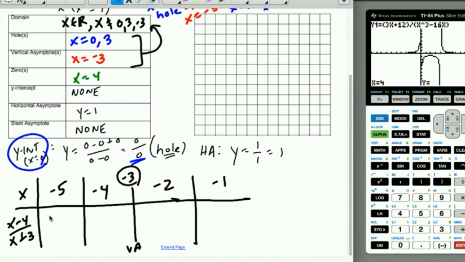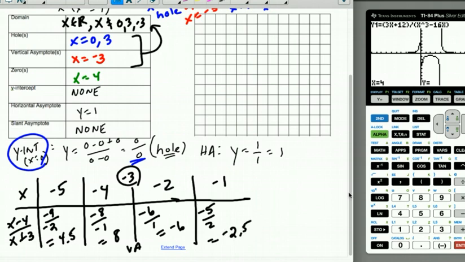So when I plug in my points, negative 5 is going to give me a negative 9 on top of a negative 2, which is a 4.5. Negative 4 is going to give me a negative 8 on top of a negative 1, which gives me an 8. Negative 2 is going to give me a negative 6 on top of a 1, which gives me a negative 6. And negative 1 is going to give me a negative 5 on top of a 2, which is a negative 2.5.